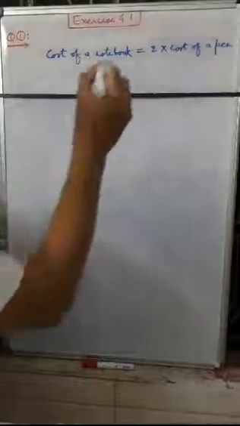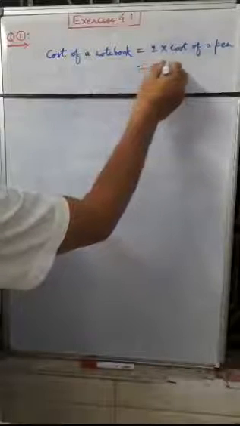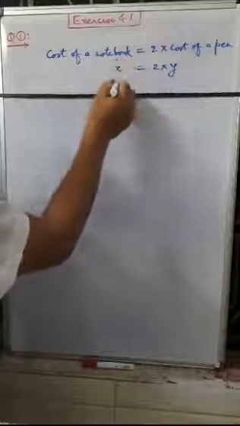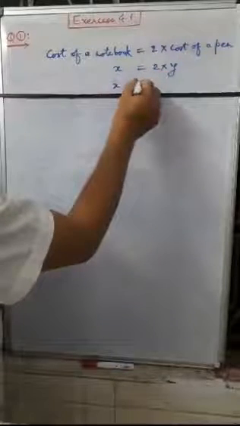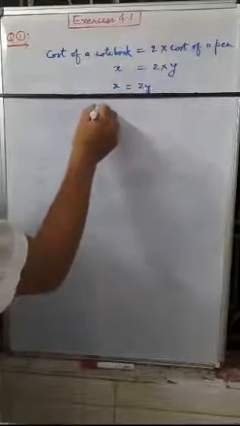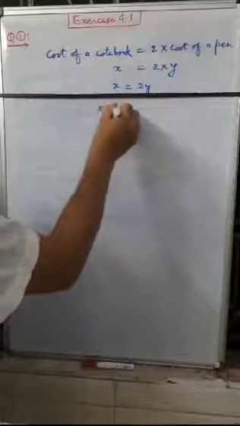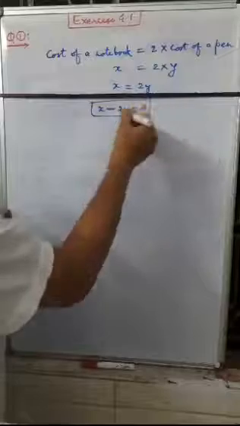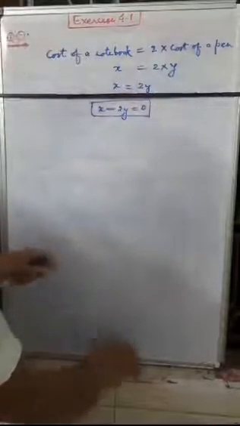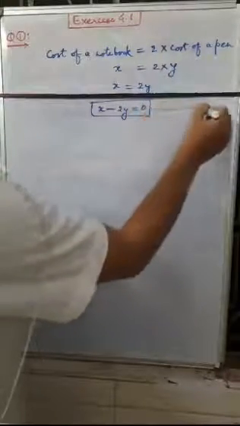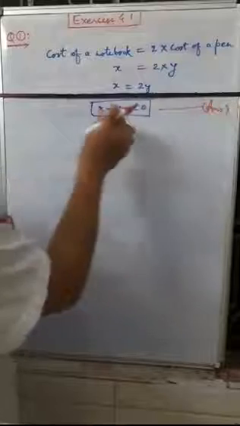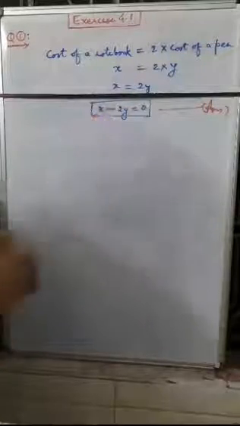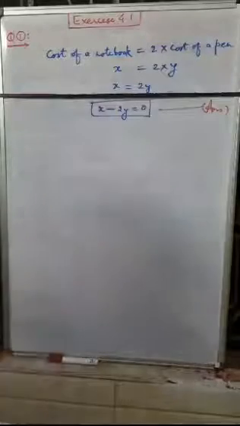So we will put here the cost of pen is equal to y, and the cost of notebook is equal to x. So x is equal to 2 into y, that means 2y, and transfer 2y to the left hand side. So x minus 2y is equal to 0. This is the solution of this question, it is the answer. The equation has become a linear equation of two variables in the standard form.